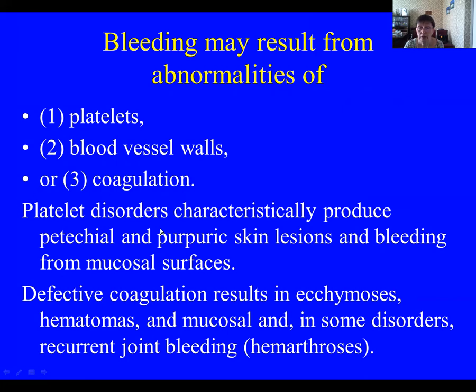Platelet disorders produce petechial and purpuric skin lesions and bleeding from mucosal surfaces. Coagulation disorders result in ecchymosis, hematomas, mucosal, and recurrent joint bleeding. Joint bleeding is called hemarthrosis.